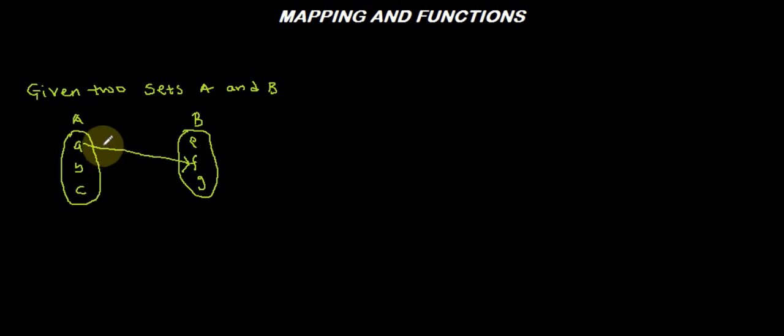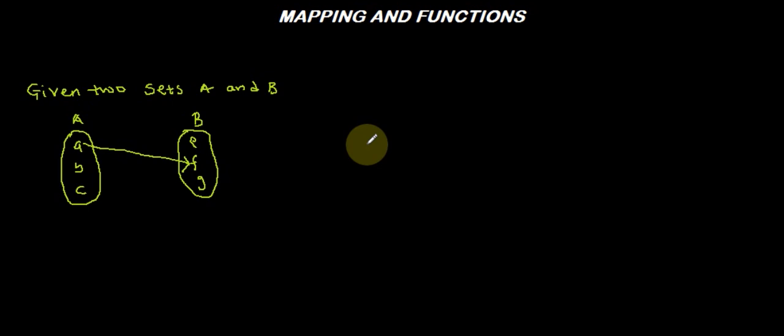And the element we are assigning to a particular element in set A is a unique element. That means A cannot map to another element in B. That means we cannot have another arrow from A to E.